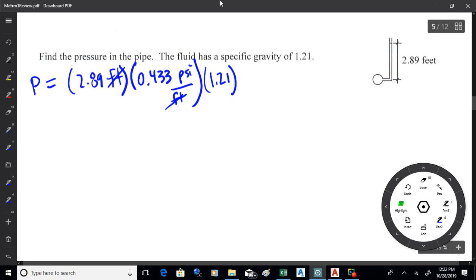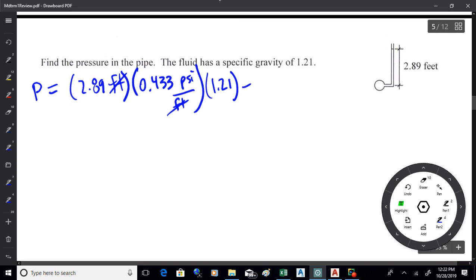So when you multiply that out, you get 1.51 psi. You all right with that? Okay.